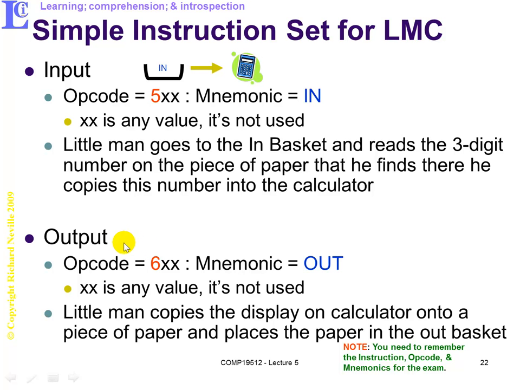Now OUT, the inverse of this, numerically 6, which the machine understands. For us, our short form for writing programs is OUT. What does he do? Well, in this case, he copies the 3 digits in the register in the calculator onto a sheet of paper, and then he moves that sheet of paper and places it in the out basket. Let's see him doing that then. The sheet of paper is copied from the 3 digits in the calculator, and then it's moved to the out basket and placed in the out basket, where an external entity can remove it.